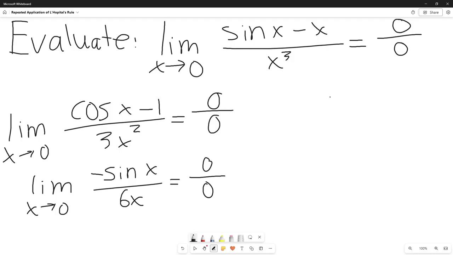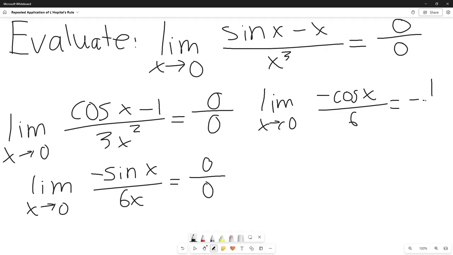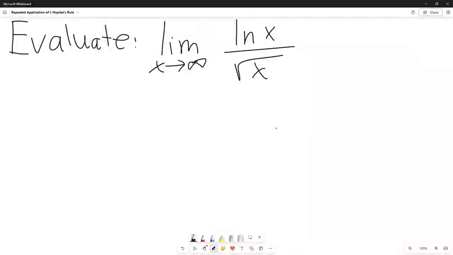And the derivative of negative sine x is negative cosine x, and 6x turns into 6. And if we take the limit as x approaches 0 of this, we get negative 1 over 6, and that's our final answer. Now, let's do one last practice problem. If you think you know how to do this one, then pause the video and try it. This one says to evaluate the limit as x approaches infinity of ln x over the square root of x.